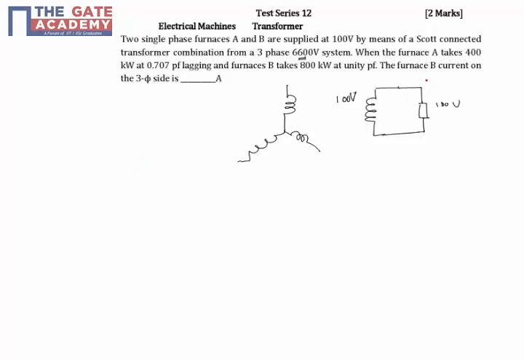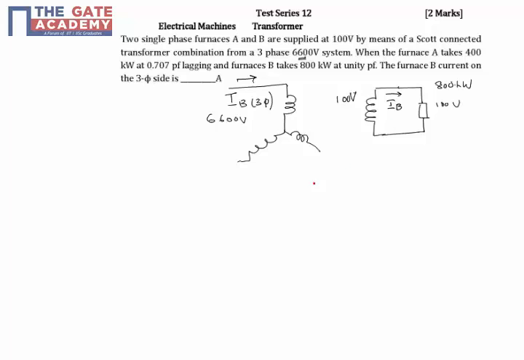This is taking a power of 800 kilowatts at unity power factor. So first find out this current. I'll give a name to this as IB, and the corresponding current here I'll name IB three phase. It is also clearly mentioned it is a 6600 volt system on the three phase side. So first you can find out IB.